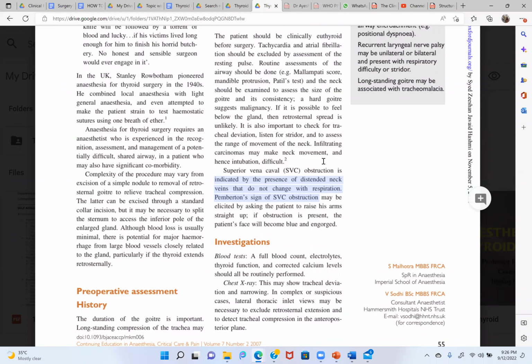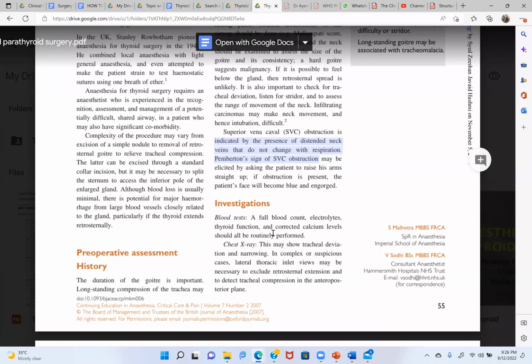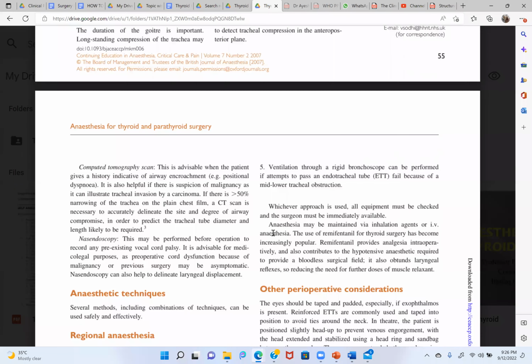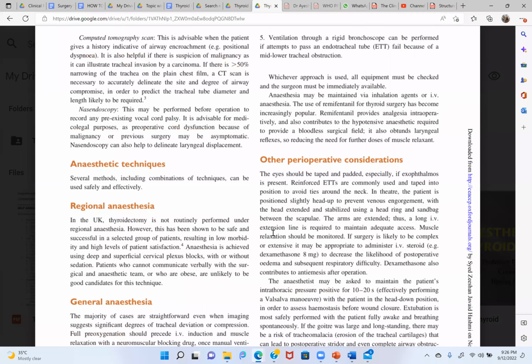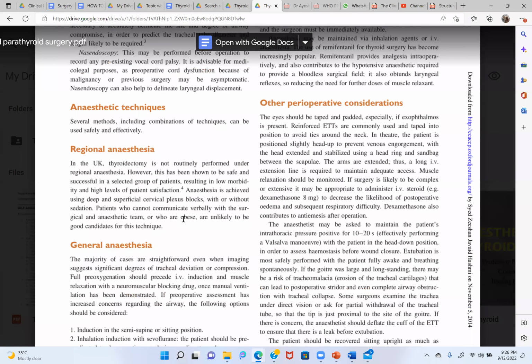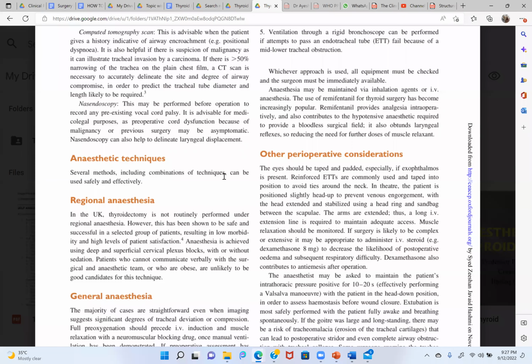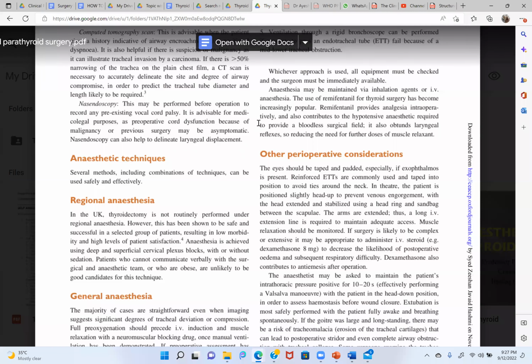Mallampati and mandibular protrusion, all the routine airway examination you are doing, and then you are adding findings with reference to retrosternal compression and deviation. We will have a look at what else: CT scan, nasal endoscopy, cervical plexus block. Okay, I think we will stop here, and the remaining portion we will do tomorrow.